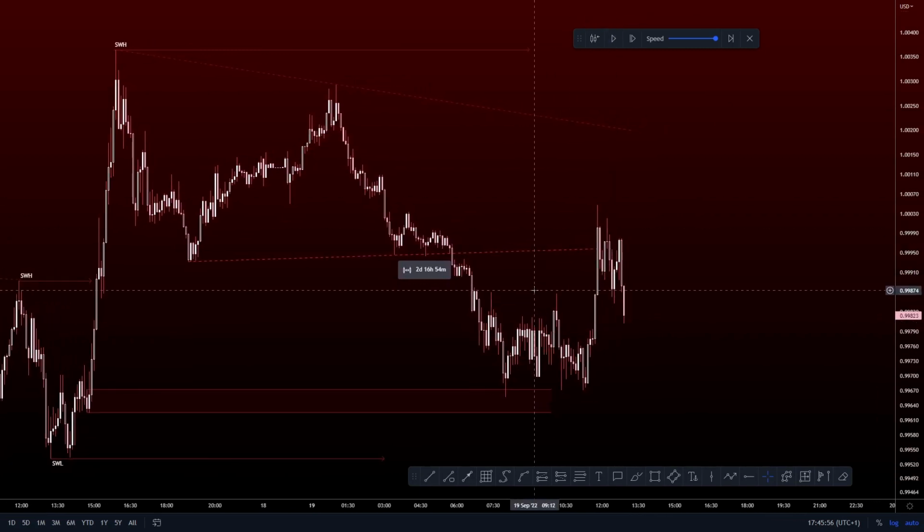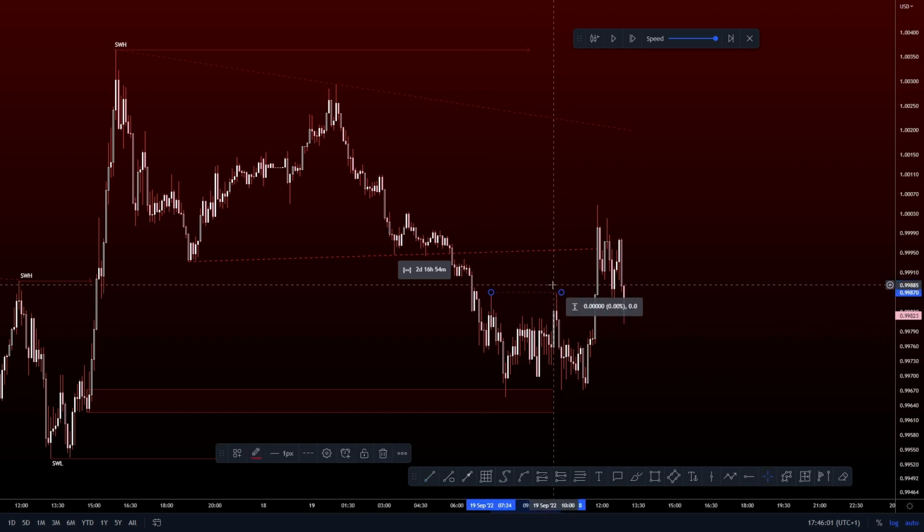We get some equal highs by here, guys. This is even more liquidity. And just to note, the more horizontal the market structure is, the more liquidity builds up.